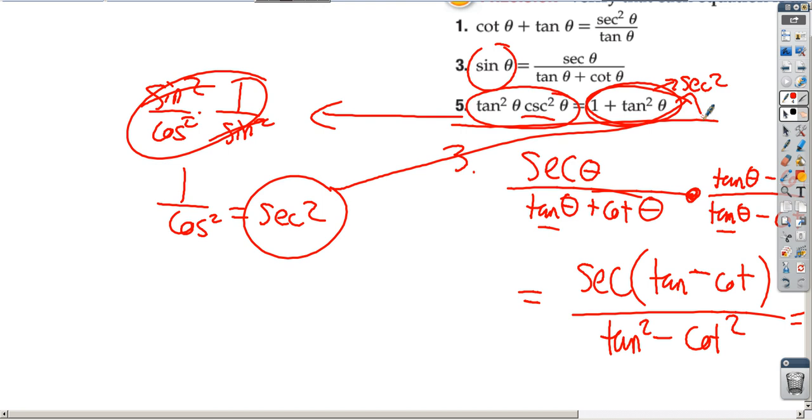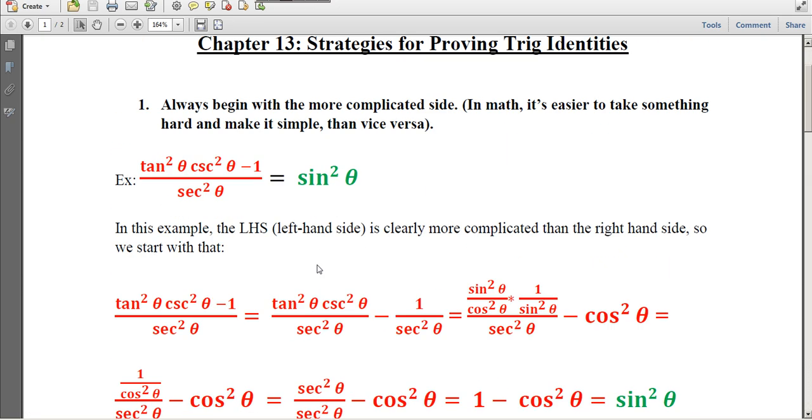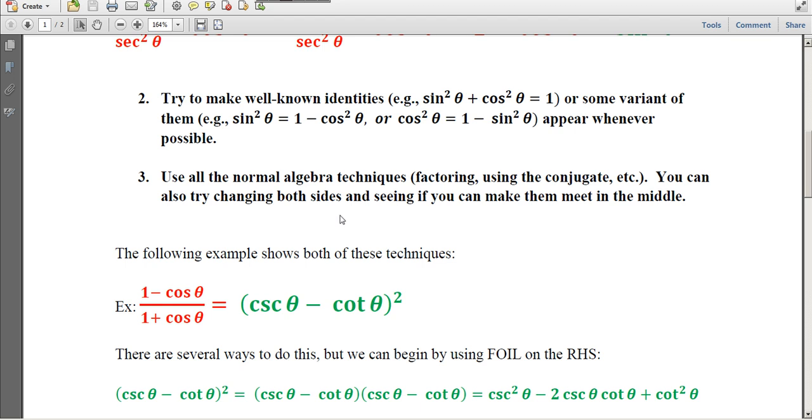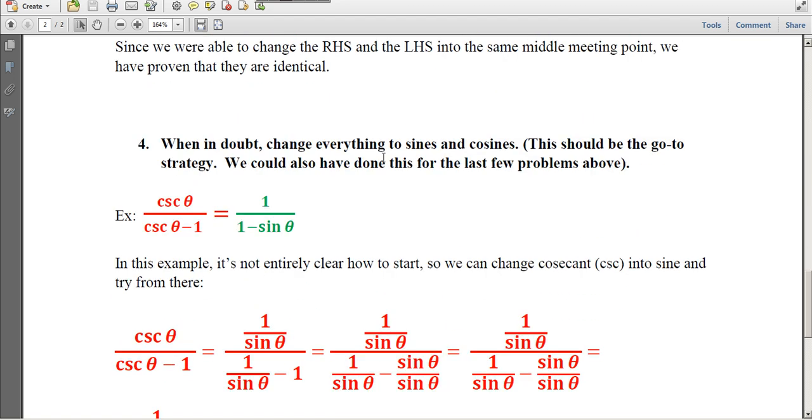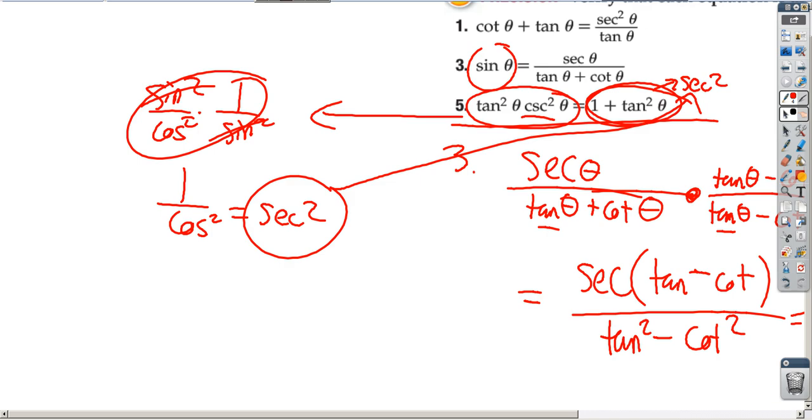The one thing I want to emphasize is it is difficult to do those problems. It takes a lot of practice, but the more of them that you do, the easier they will become. If you stick to these 4 strategies and follow them, pick the harder side, make the well-known identities appear, use all those techniques, factoring, conjugate, and so on, and when in doubt, change everything to sines and cosines. If you stick to those, it will definitely start to become easier.